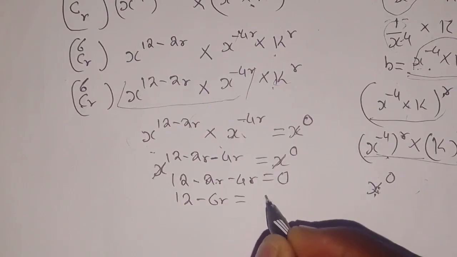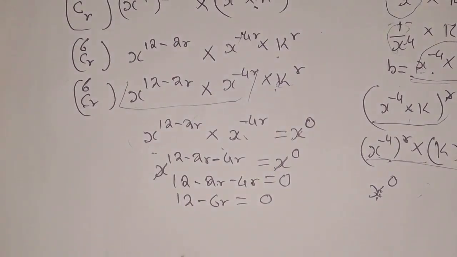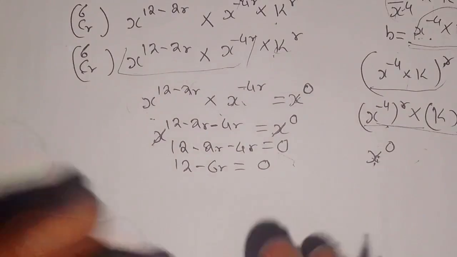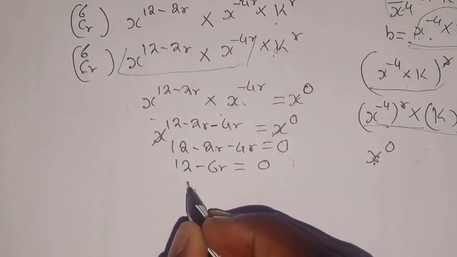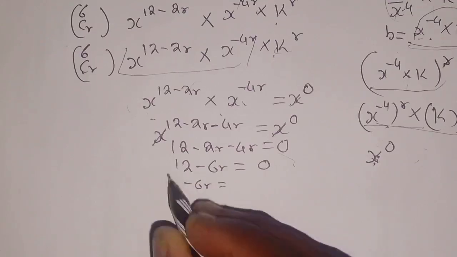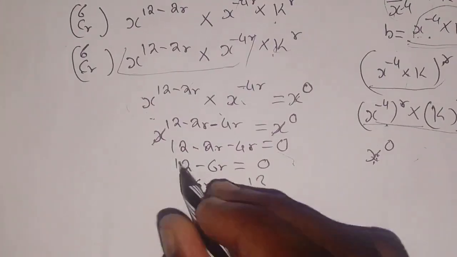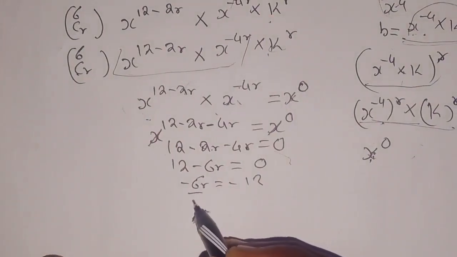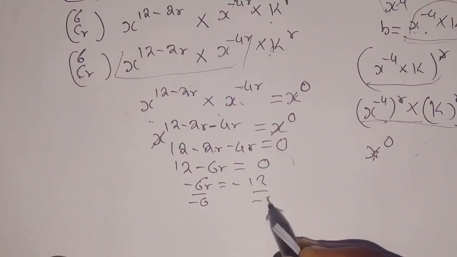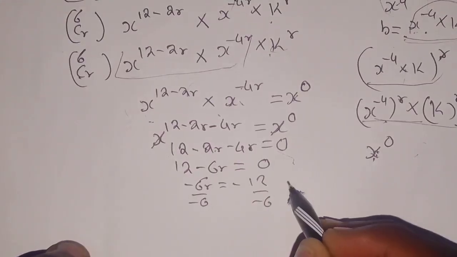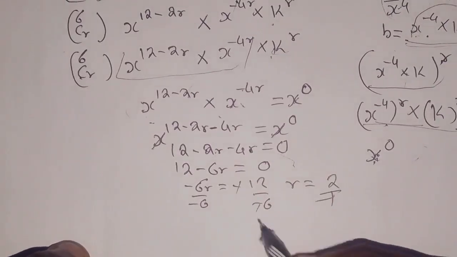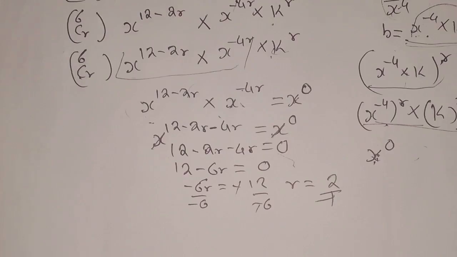This is simple math. Then we collect the like terms, or we take 6 to this side so that we find the value of r. So we're going to have negative 6r is equal to negative 12. When 12 crosses the equal sign it becomes negative, then we divide both sides by negative 6, so that we find our r, and our r will give us positive 2. This and this will go, and our r will be positive 2.